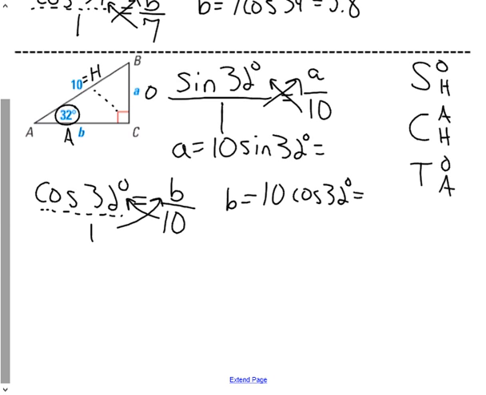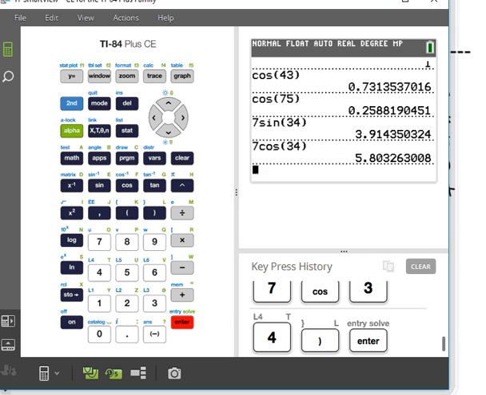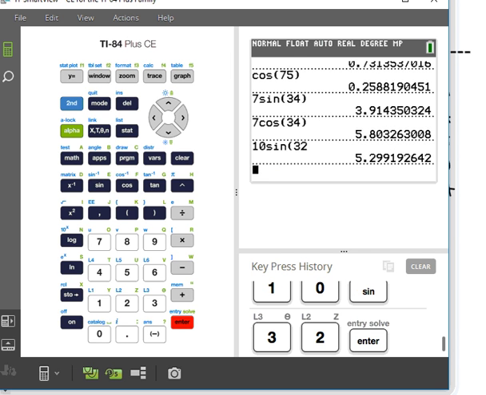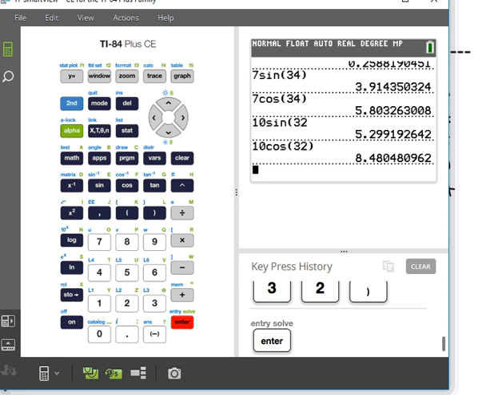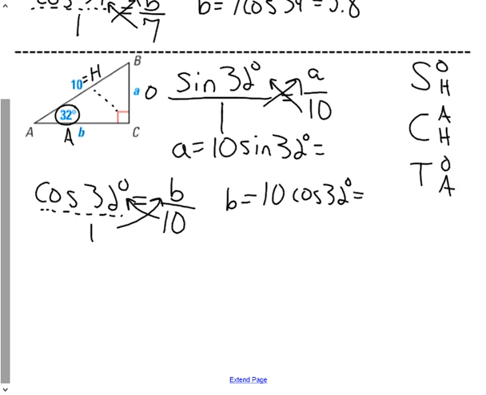And again, we're rounding to the nearest tenth. So 10 sine of 32 will get us one answer, 5.29, so it's going to round to 5.3. And then 10 cosine of 32 is 8.48. This 8 is going to cause the 4 to round up. So 5.3 and 8.5.